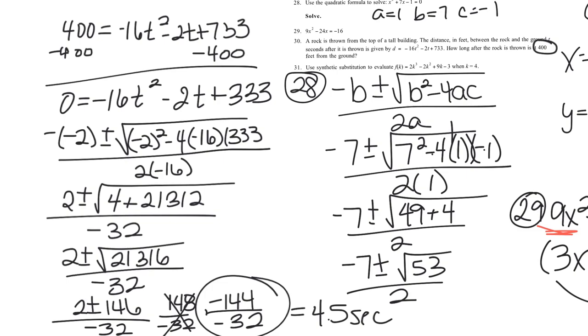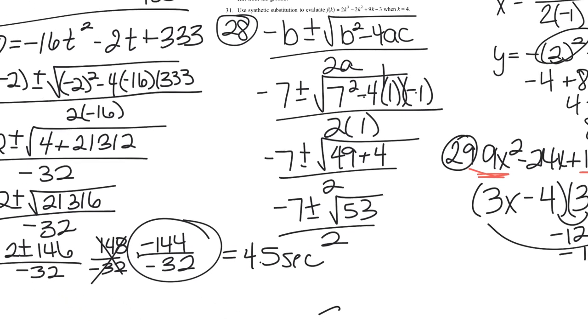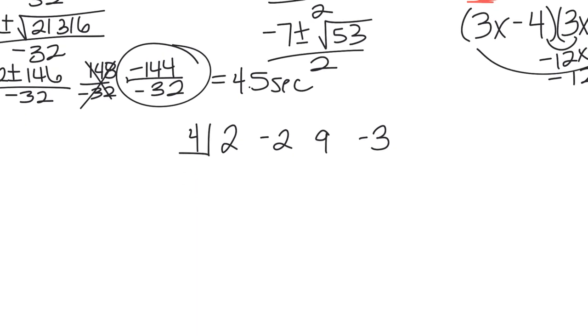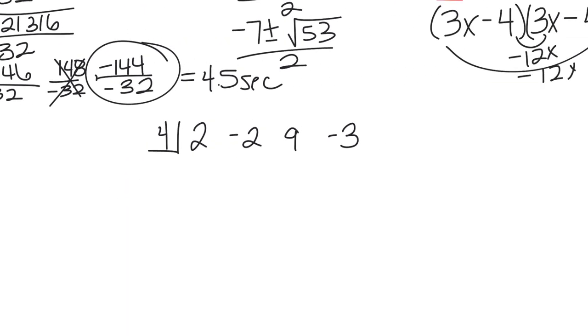And lastly on this page is synthetic substitution. Use synthetic substitution to evaluate. I'm going to rewrite the problem here and then I'll make more space. I set it up like this, right? In the box, when I'm just evaluating, k is 4, so 4 goes in the box. And I write down my coefficients, making sure I fill in zeros for any missing terms. So 2k to the fourth, k cubed, negative 2 for the k squared, 9 for the k, and -3. It's not missing anything.